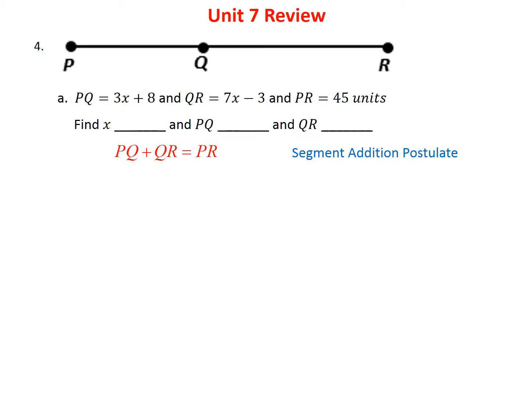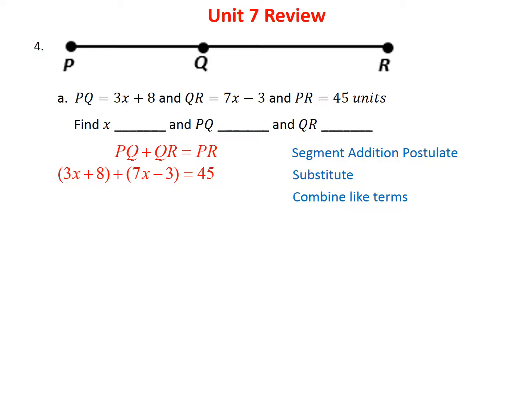The segment addition postulate states that PQ plus QR, the measure of each of them, adds up to the measure of the whole. And now all we have to do is substitute what we know. PQ is 3x plus 8, and QR is 7x minus 3, and they told us that PR is 45 units. And now we simply have an algebra problem to solve.